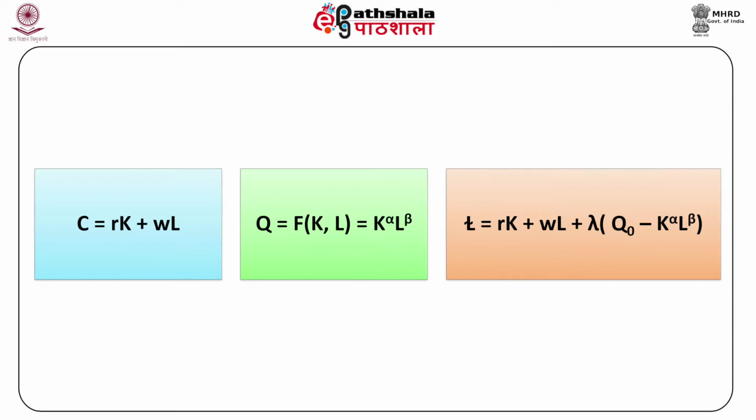This is shown below. Cobb-Douglas production function Q is a function of K and L is equal to K raised to the power alpha L raised to the power beta. The relevant Lagrangian expression for cost minimization subject to a given output level Q0 is Lagrangian is equal to small r K plus small w L plus lambda in bracket Q0 minus K raised to the power alpha L raised to the power beta.